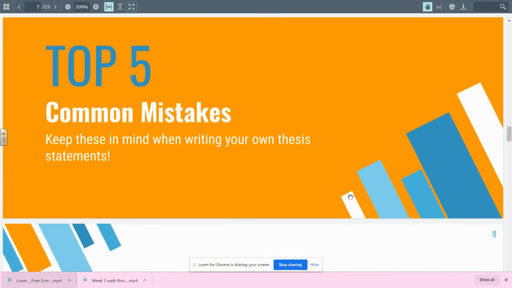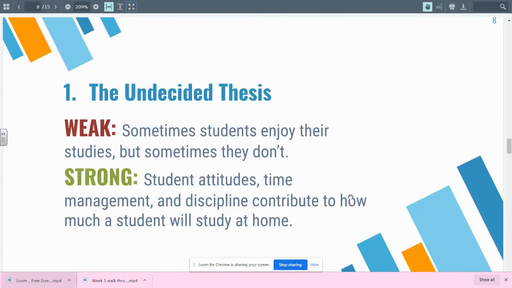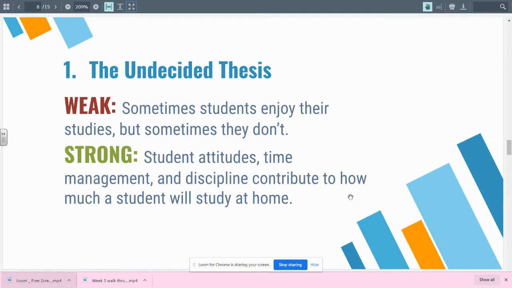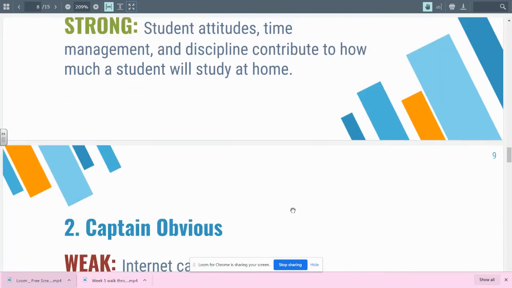Okay, here are some really common mistakes that happen with thesis statements. You could say there's an undecided thesis. So sometimes students enjoy their studies, but sometimes they don't. That's really silly, right? That doesn't really say anything. This one right here has an opinion. It says student attitudes, time management, and discipline contribute to how much a student will study at home. So it has three reasons here: student attitudes, time management, and discipline, and then their opinion. Okay, that's a better one.